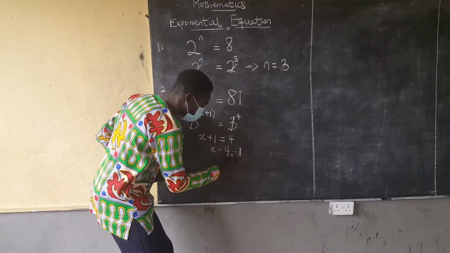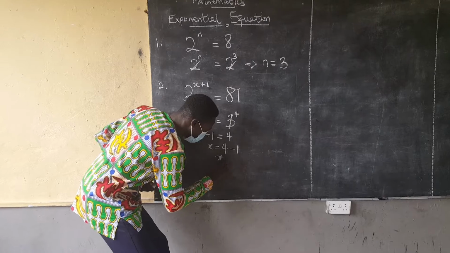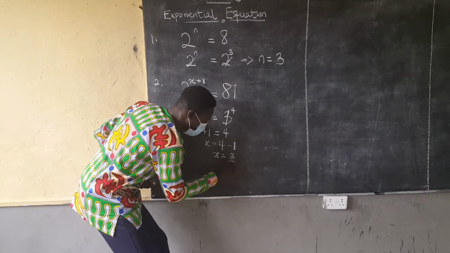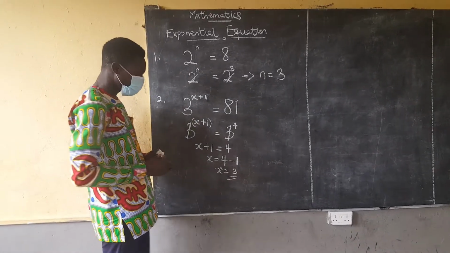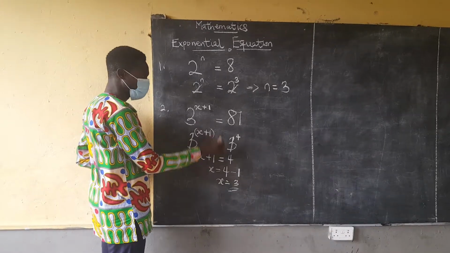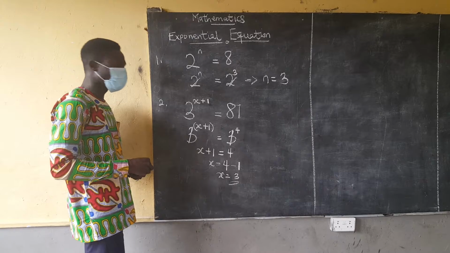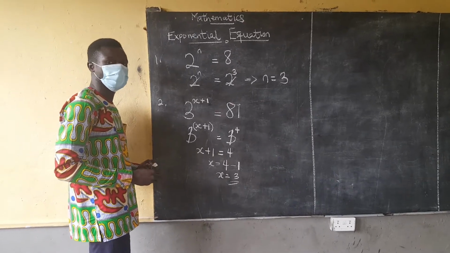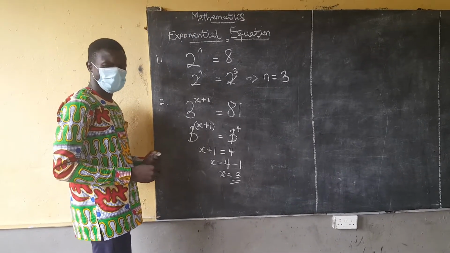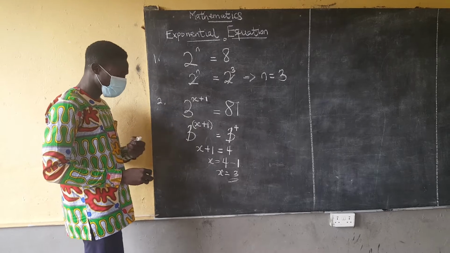4 taking away 1 will give me 3. So x is equal to 3 as my answer. So the value of x here is equal to 3. And this is how we solve the exponential equation for something like this. Let's try a similar one.